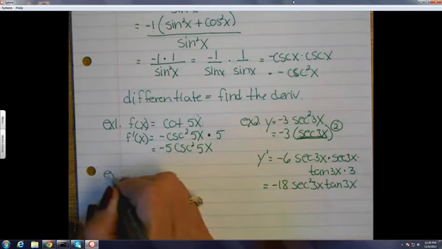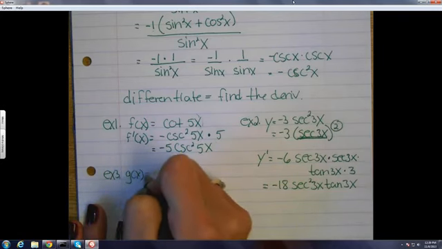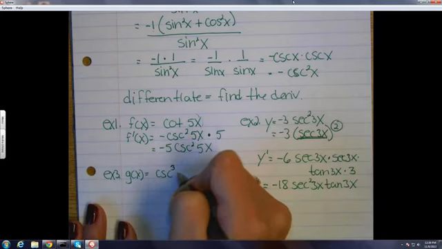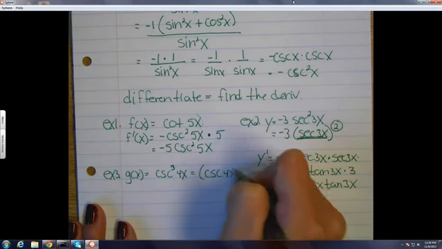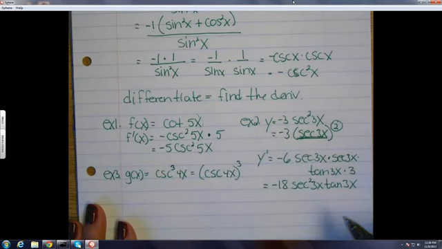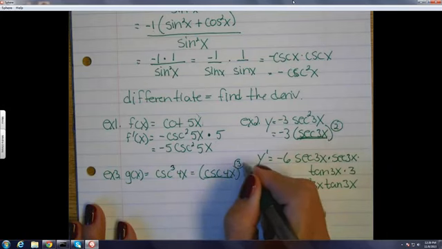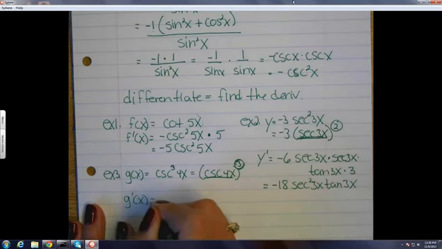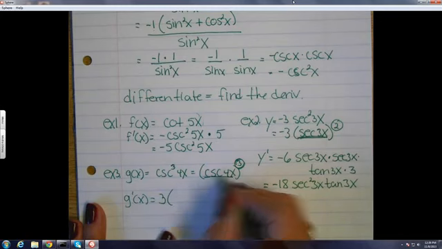Number 3, g of x equals cosecant cubed 4x. Again, I just like the parentheses. Now I can see chain rule. Inside, outside. Start on the outside. Down, inside stays the same, just change the power.